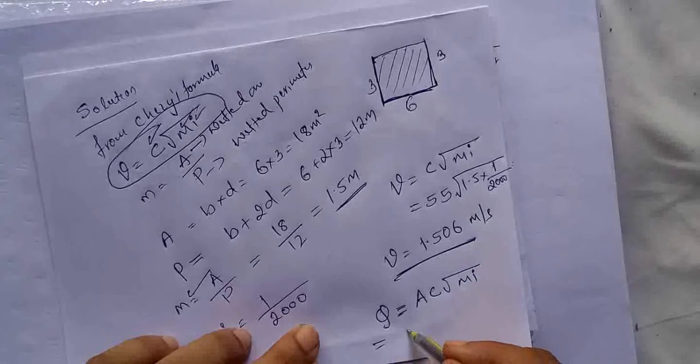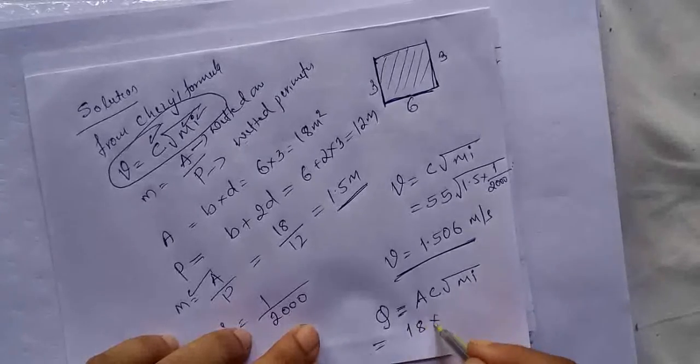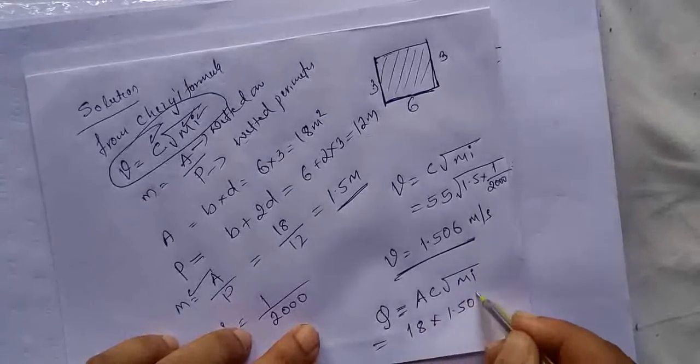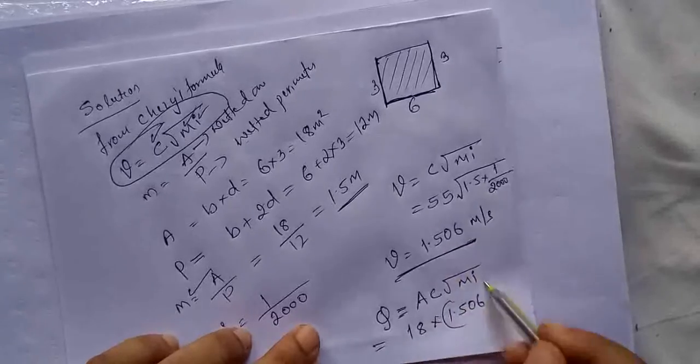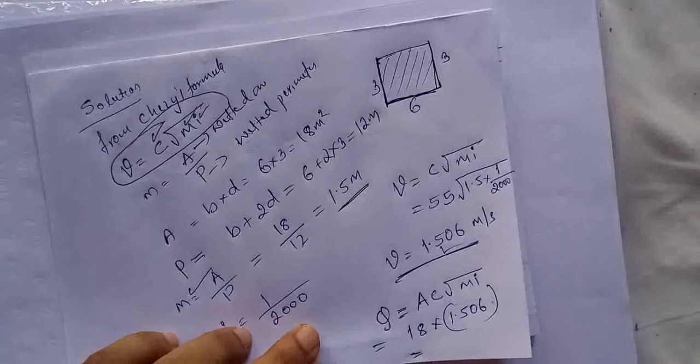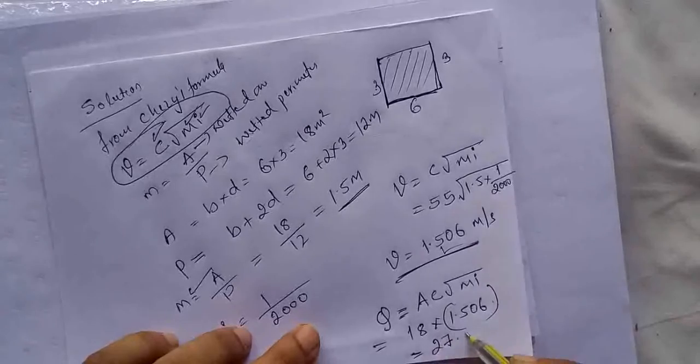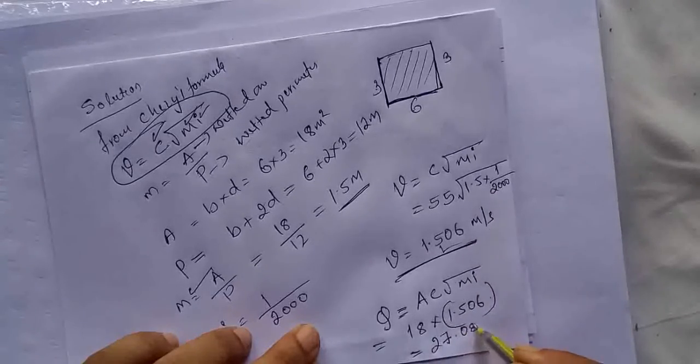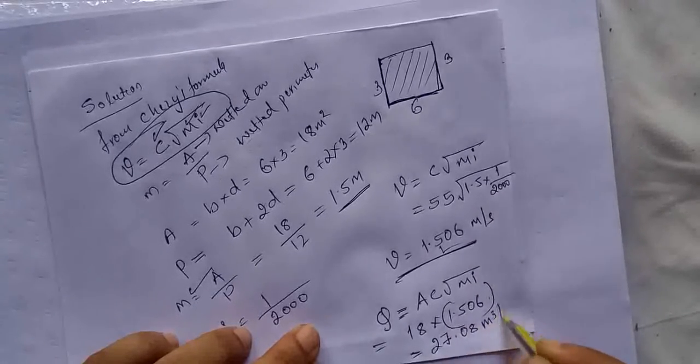Area is equal to 18, into 1.506 is the velocity. Okay, already you know, right? Velocity is already you know the value, so discharge is equal to 18 into 1.5. It will be 27.08 meter cube per second.